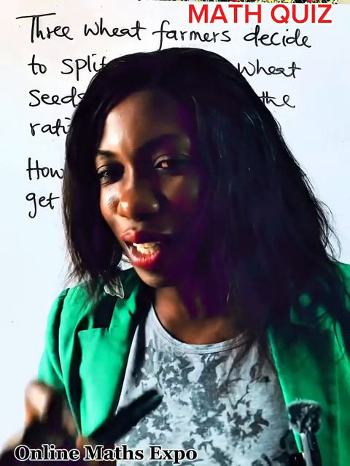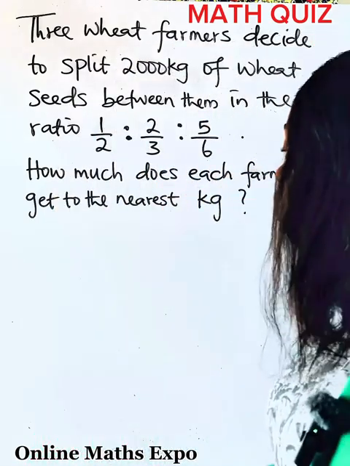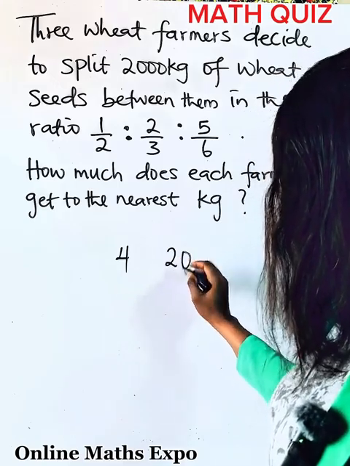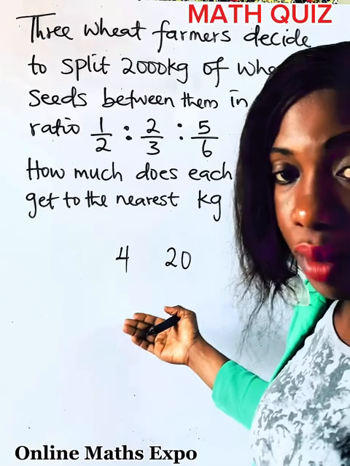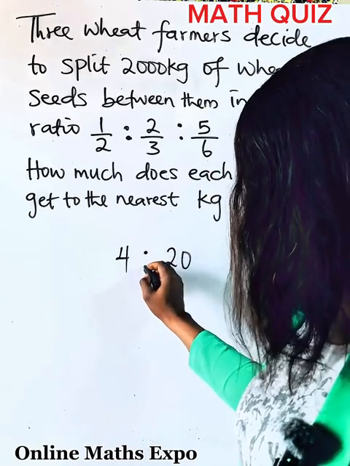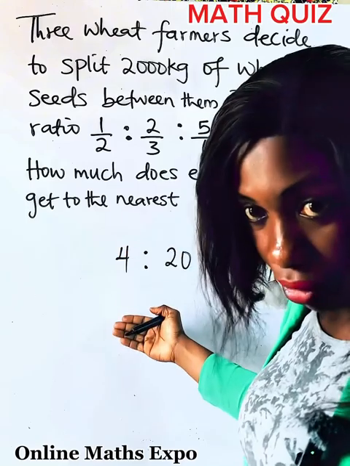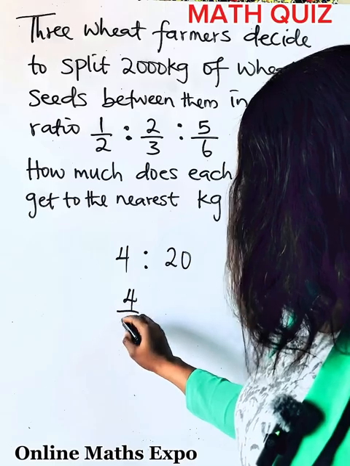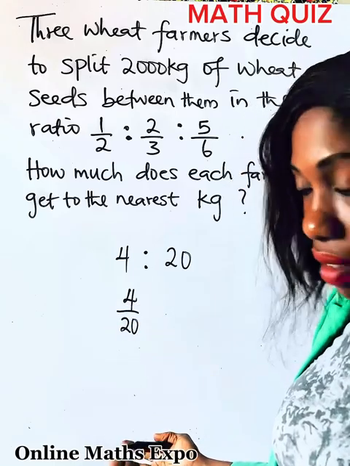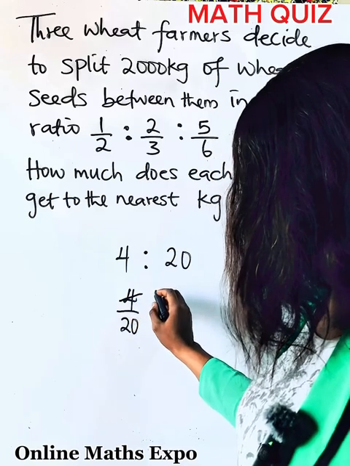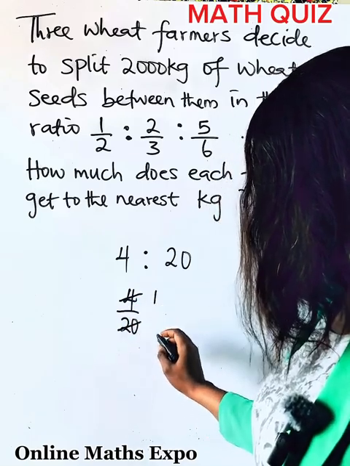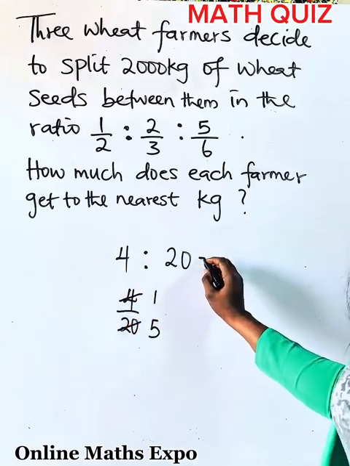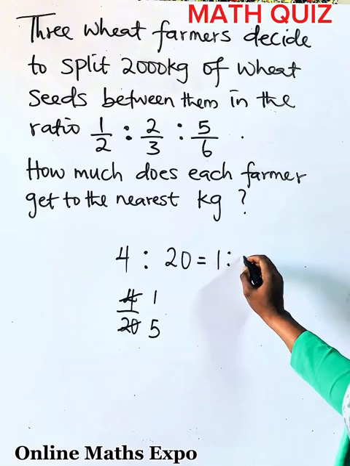Before we answer this question, let me remind you of something. When you have a number like 4 and another number like 20, if you express it in terms of ratio, it is 4:20, and you have to simplify it. So 4:20 is the same as 4 divided by 20. Now you can simplify. 4 divides 4, it gives 1. 4 divides 20, it gives us 5. It means that 4:20 is simplified as 1:5.